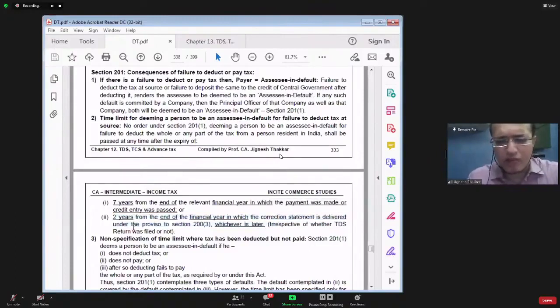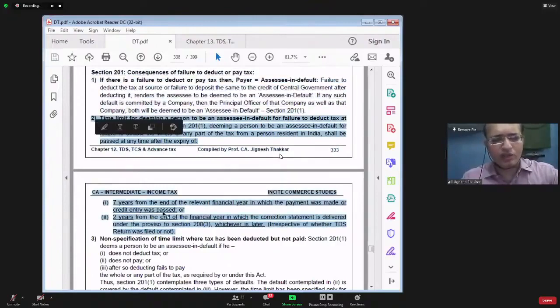So you have to calculate 2 time periods. Number 1 is 7 years from the end of the financial year in which the payment or credit entry is passed, and number 2, 2 years from the end of the financial year in which correction statement is delivered. And then you have to select whichever is later. Then you have to select whichever is later date. By that date, income tax department should pass an order considering the payer to be assessee in default. If he has defaulted in deducting TDS or paying TDS to the government, then department has to pass an order considering the payer to be assessee in default. That order is required to be passed within this period. Have you understood this?